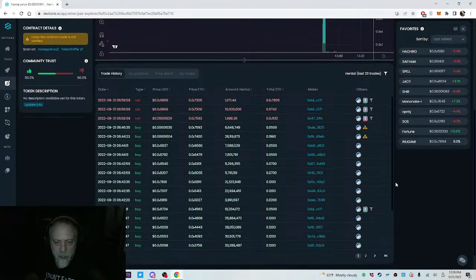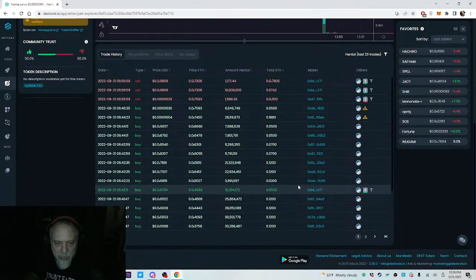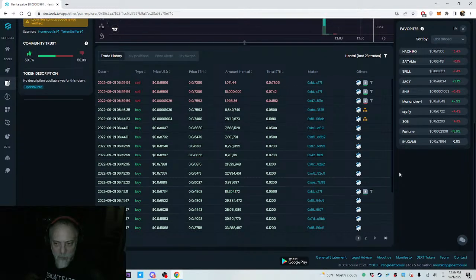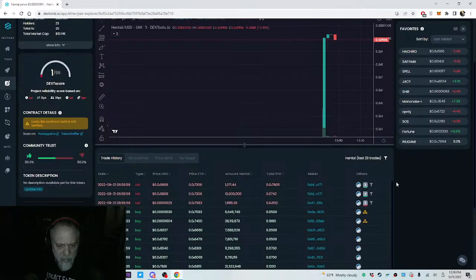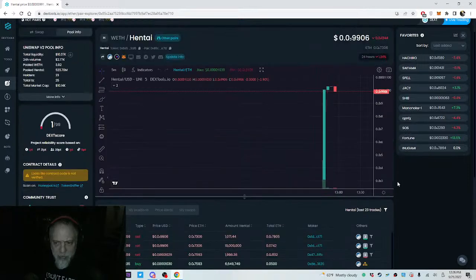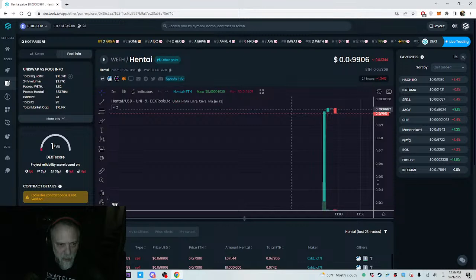So whenever you see the initial numbers on any of these, the first thing you want to see is red. You want to see red somewhere, because as long as you see red, that means the contract is going to let you sell. So that's good. The fact that it's got 23 people in it is a good number too. They're getting some people.